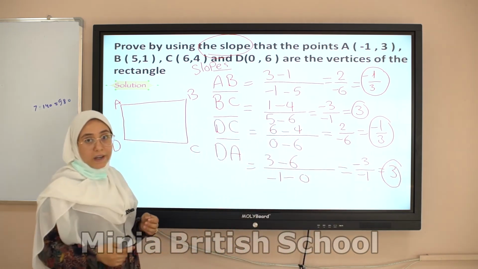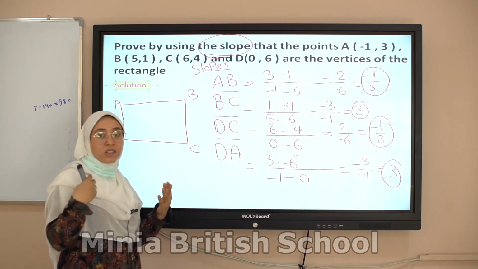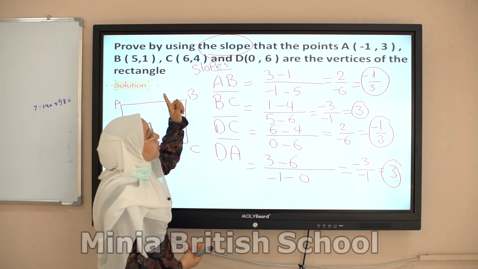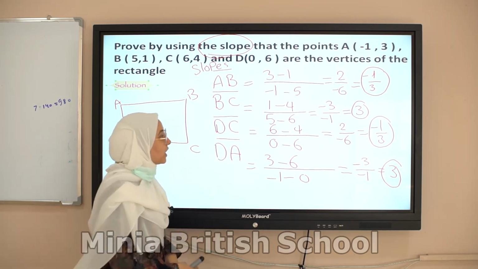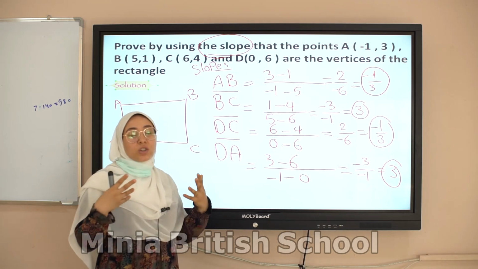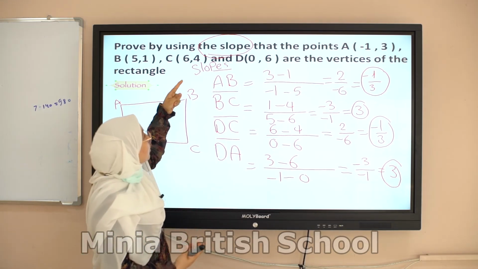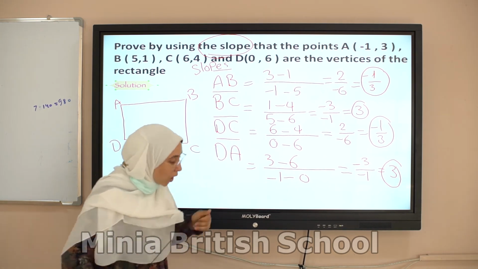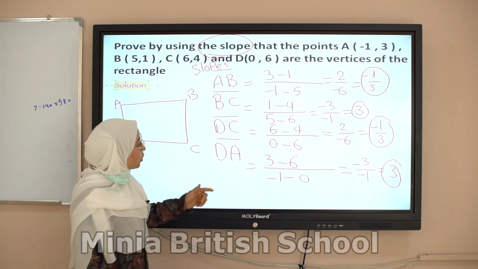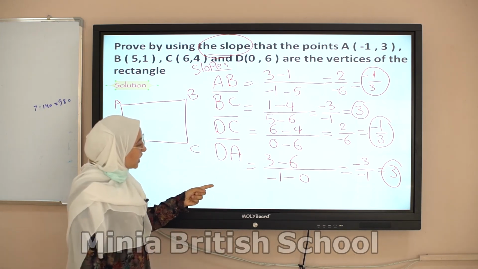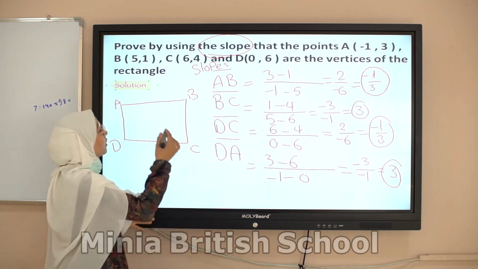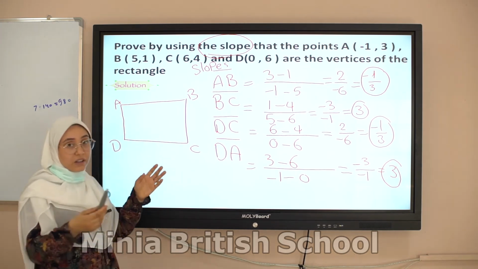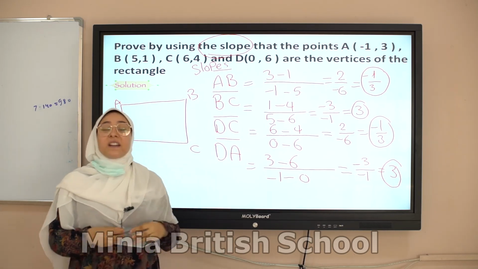We know something here. Each two opposite sides are parallel, because the slope of PC equals the slope of DA and the slope of AP equals the slope of DC. Also, each two adjacent sides are perpendicular, because the slope of AP times the slope of PC equals negative 1/3 times 3, which equals negative 1. Also, the slope of DC times the slope of DA equals negative 1. Therefore, the four points A, P, C, D are the vertices of a rectangle.